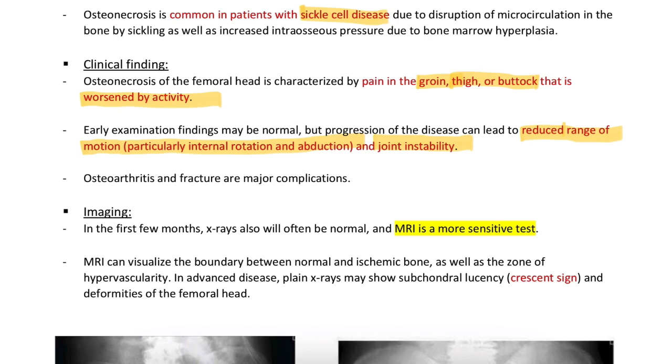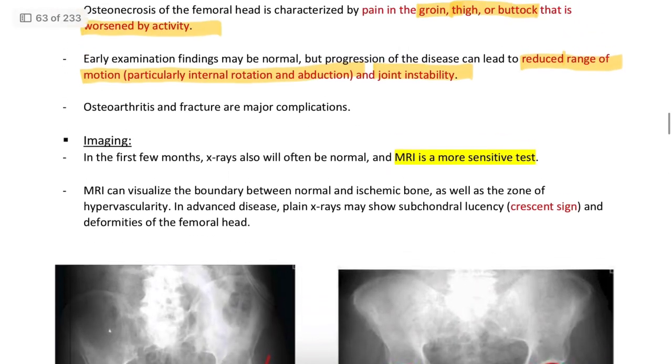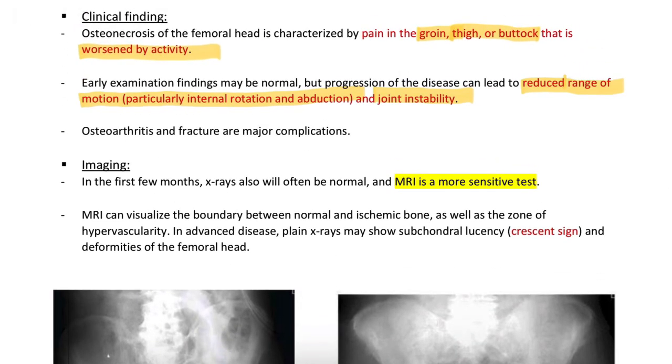Next, osteoarthritis and fractures are major complications in avascular necrosis. One important point, one hallmark also for avascular necrosis: if a young patient on steroids comes to you with no history of trauma, that time you have to think about avascular necrosis. Okay. Next, we are going to see the imaging.